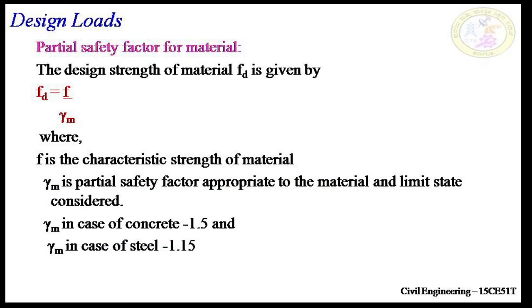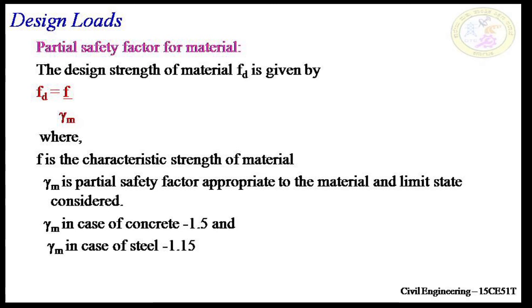The partial safety factor for material such as concrete and steel. Here, the design strength of material Fd is given by this formula, where f is the characteristic strength of the material, gamma m is the partial safety factor appropriate to material and limit state considered. Gamma m in case of concrete is taken as 1.5 and in case of steel it is taken as 1.15.